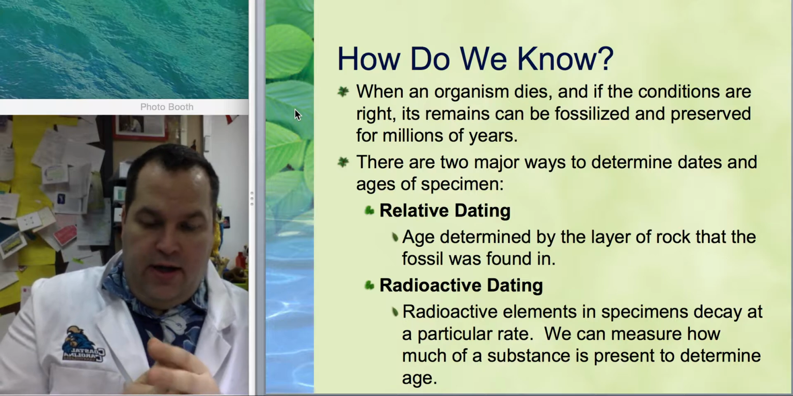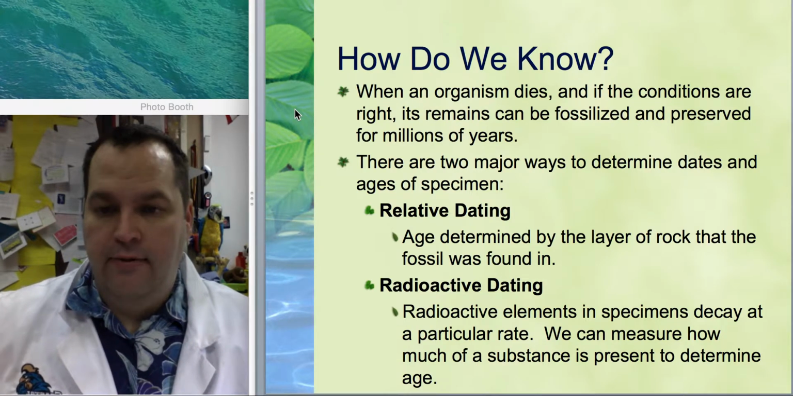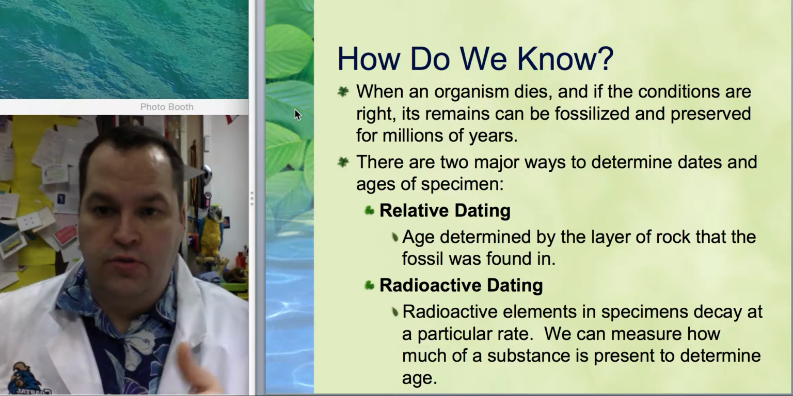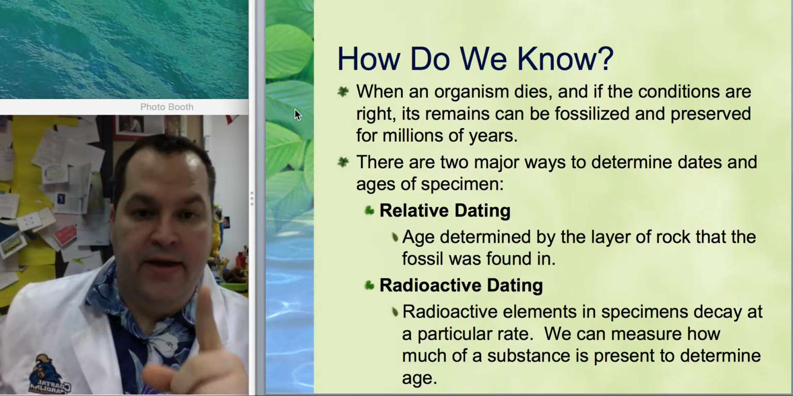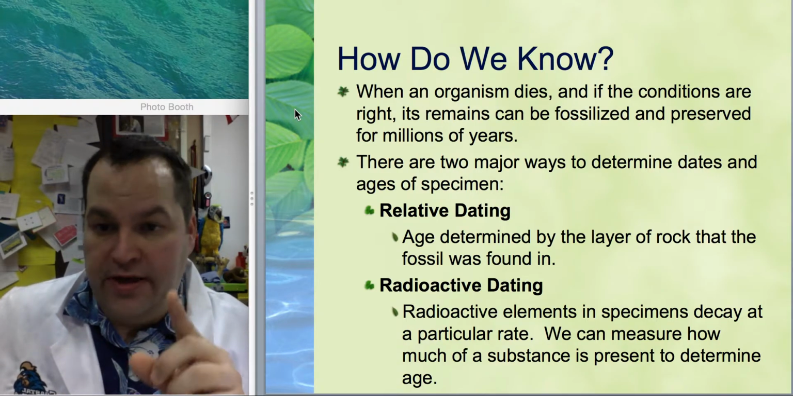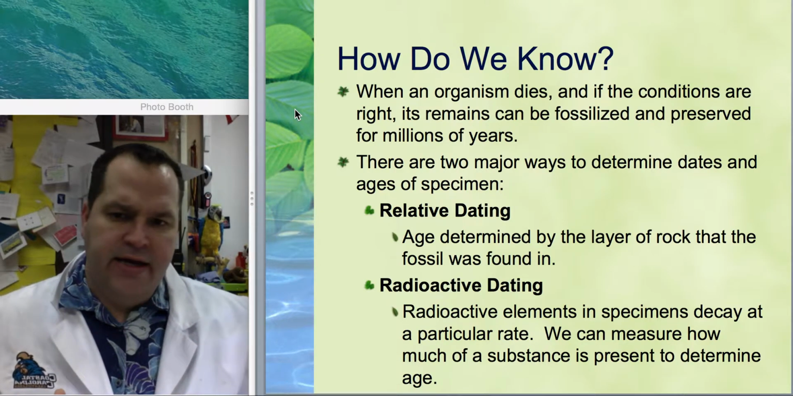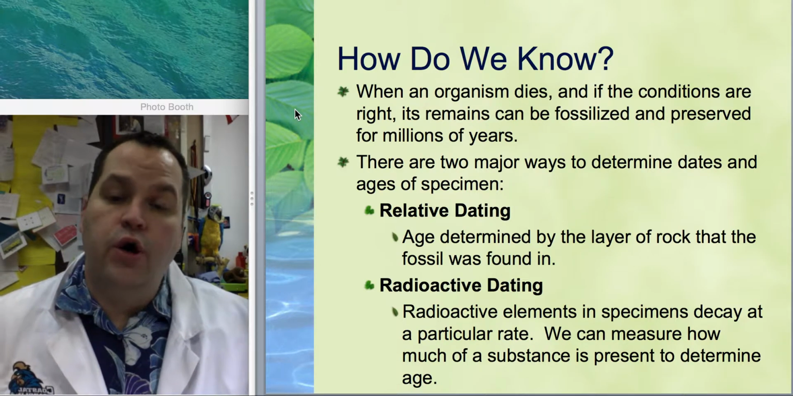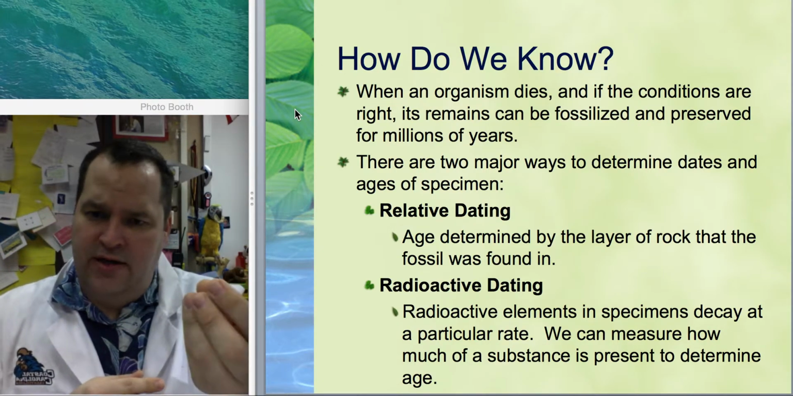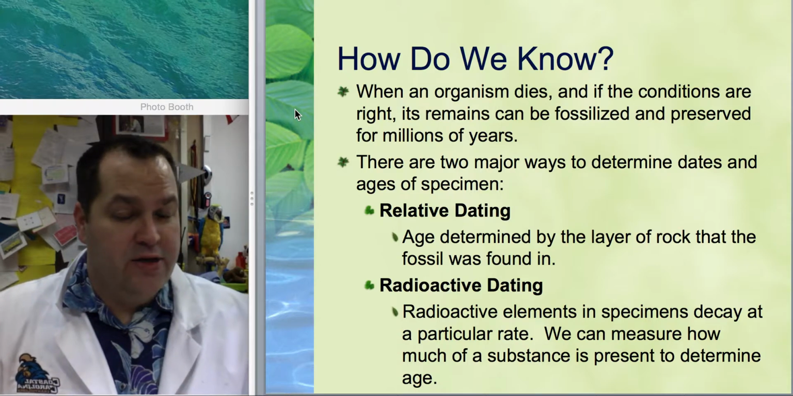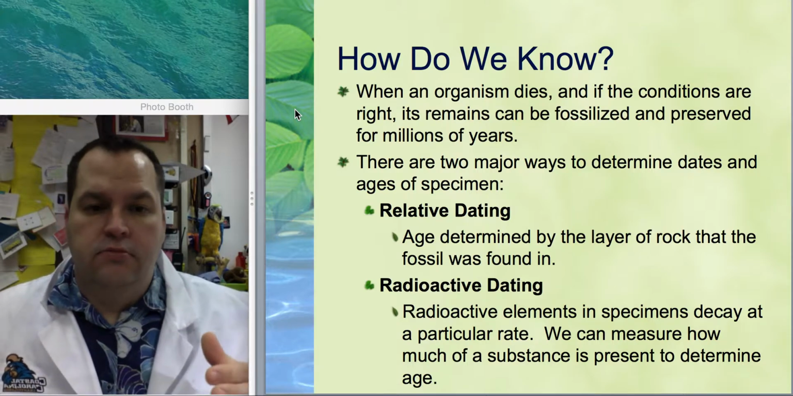Radioactive dating, on the other hand, uses the natural process of radioactive decay, typically of carbon, which we should already know is the organic element that makes up life. And it decays at a certain rate. So if we can take a specimen and see how much of the decayed material there is, and we know how fast that decays, we should be able to determine with relative certainty how old something is.